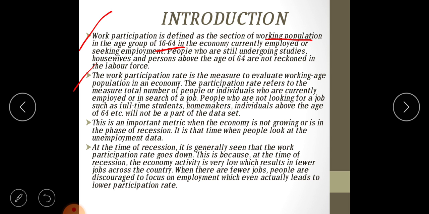The next one, you have the definition or the meaning of the work participation rate. Work participation rate is the measure to evaluate working age population. It is the measure to evaluate working age population in an economy.